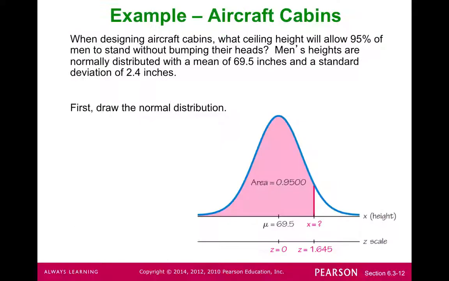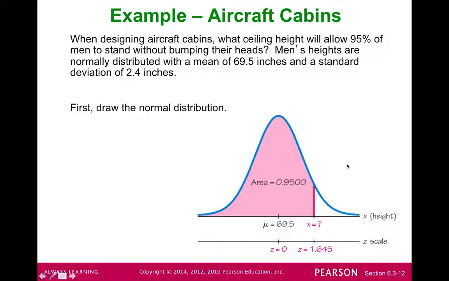Okay, so let's jump in. So here's an example for when you're going to use a known area to then back into a z. When designing aircraft cabins, we want to know what ceiling height, so how tall does that ceiling need to be to allow 95% of men to stand without bumping their heads. Men's heights are normally distributed with a mean of 69.5 inches and a standard deviation of 2.4 inches.